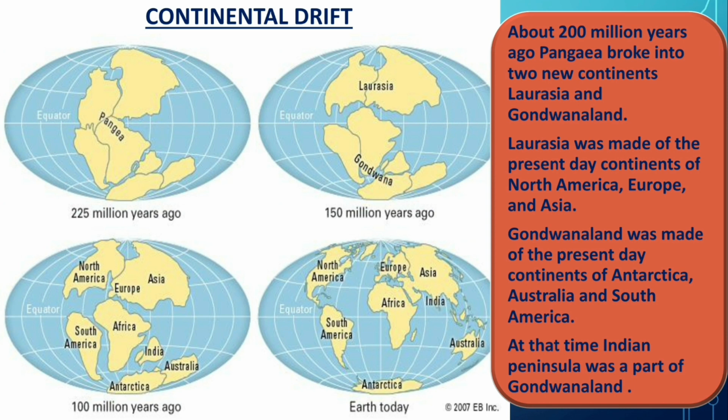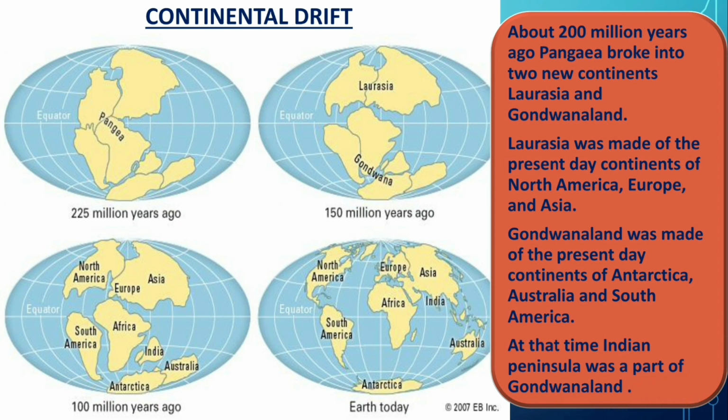Here we discuss the continental drift. About 200 million years ago, Pangaea broke into two new continents, Laurasia and Gondwanaland. Laurasia was made of the present-day continents of North America, Europe and Asia. Gondwanaland was made of the present-day continents of Antarctica, Australia and South America. At that time, the Indian Peninsula was a part of Gondwanaland.